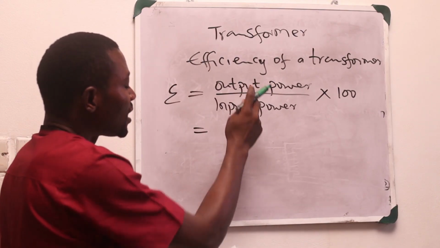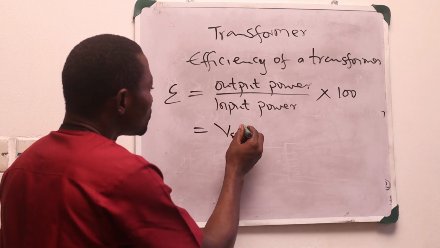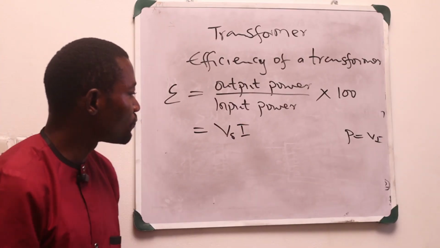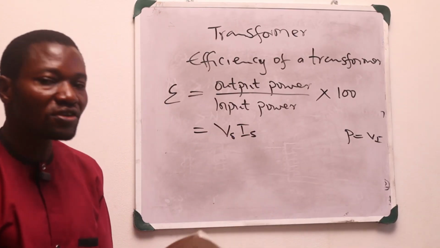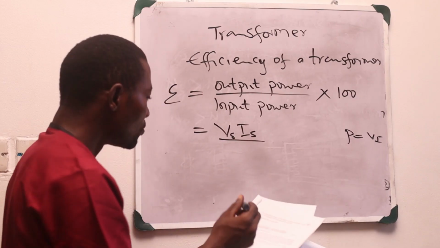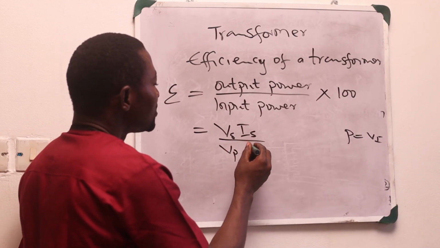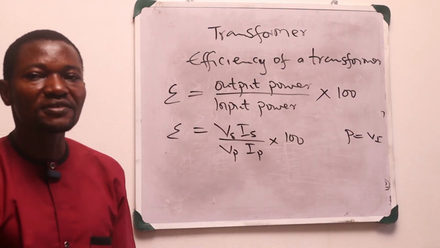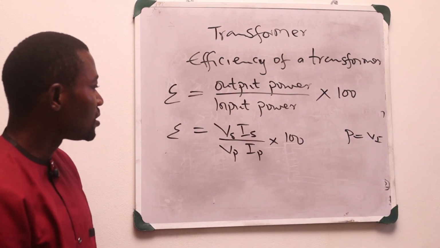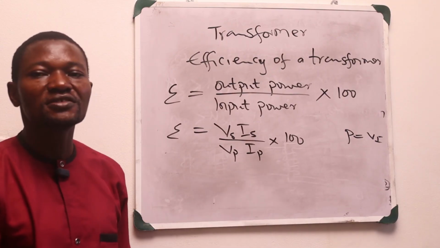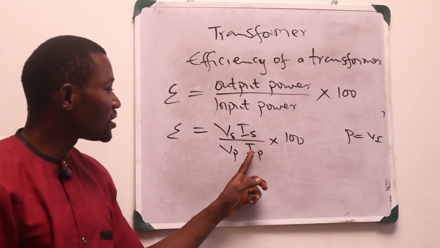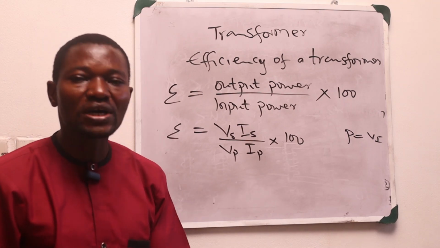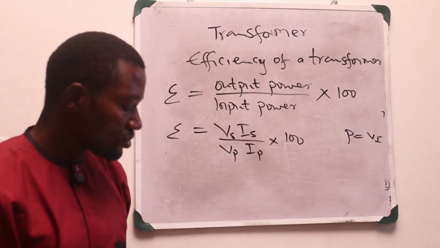So let's simplify the output power. We have the output voltage. Power is expressed as P equals VI. So if we use that, we have voltage in the secondary times current in the secondary, over voltage in the primary times current in the primary, times 100. So for a transformer, if I know the output voltage, the output current, the input voltage, the input current, multiplying by 100, one will be able to calculate the efficiency of the transformer.